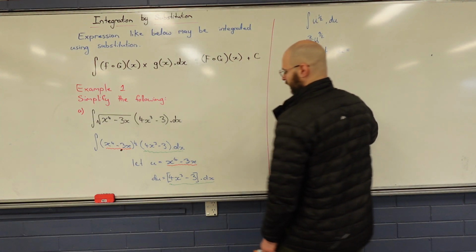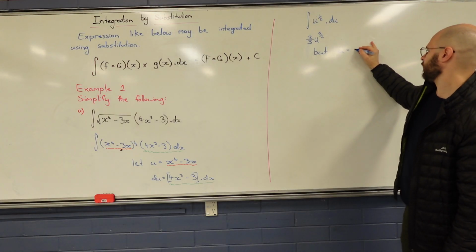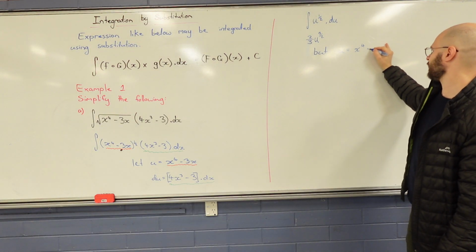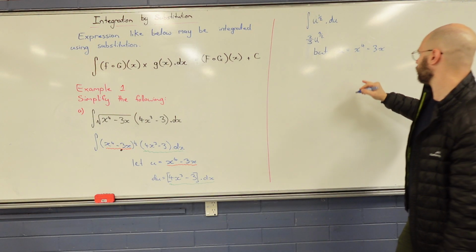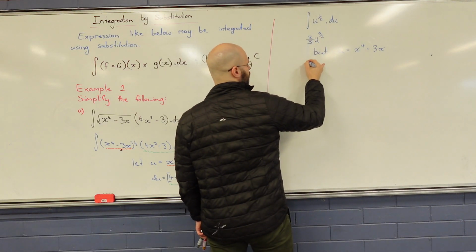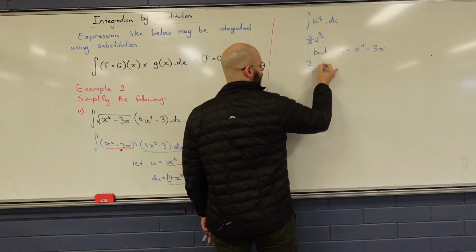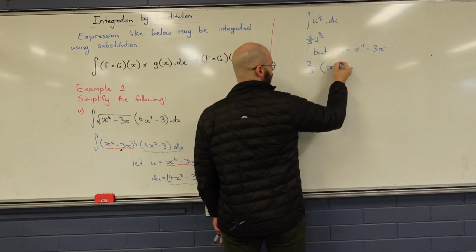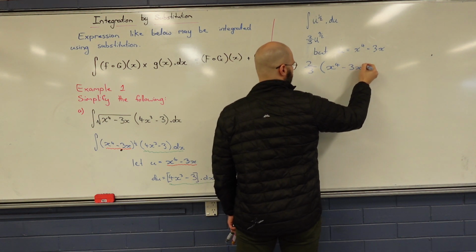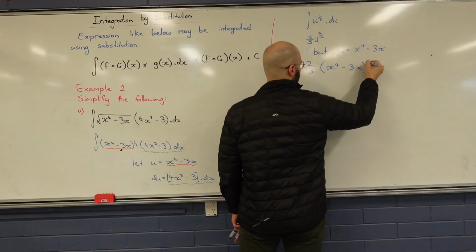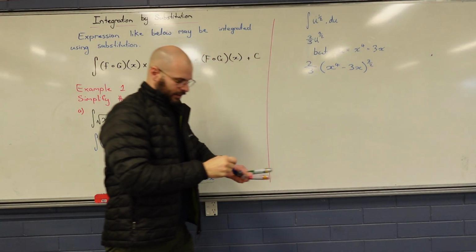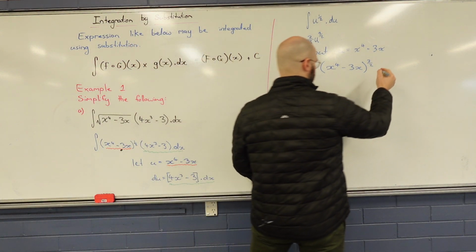But our value for u is x to the 4 take 3x. Welcome, Foreman. So we're going to get x to the 4 take 3x all to the power of 3 on 2, and life is good.